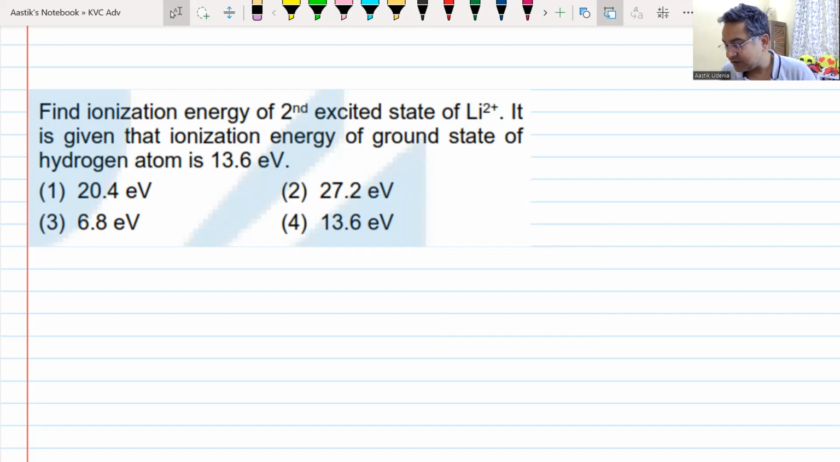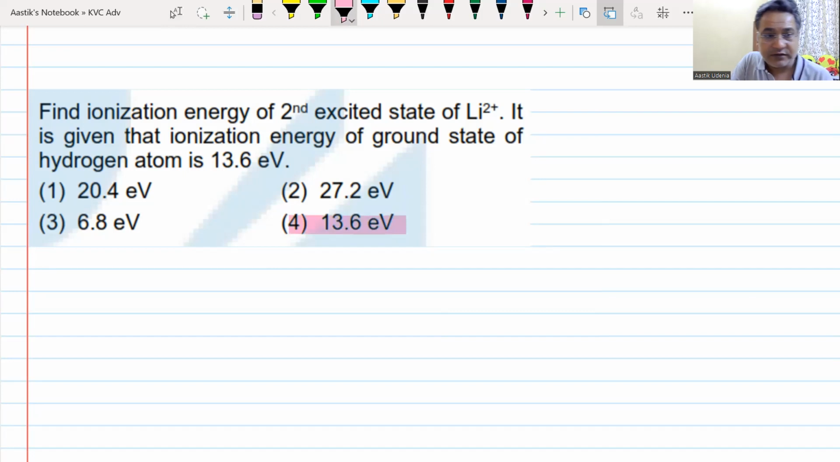Find the ionization energy of the second excited state of lithium. Option 4, 13.6. Do we understand this? See how simple it is. JEE is so simple if you just do it in the correct way. I will be doing questions from your previous sessions as well, so don't worry.